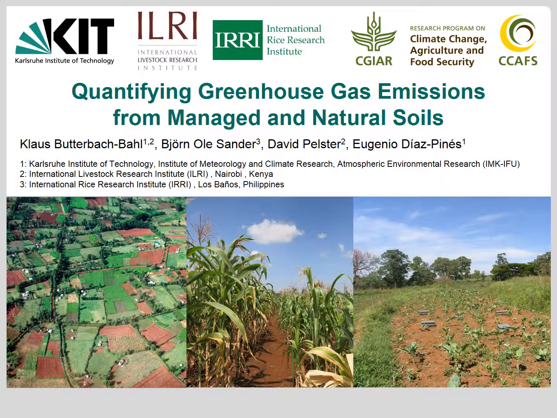In this video, we will present some key elements of the book chapter, Quantifying Greenhouse Gas Emissions from Managed and Natural Soils, in the frame of the CGIAR Research Program on Climate Change, Agriculture and Food Security. We will focus primarily on measuring the anthropogenic greenhouse gas emissions from smallholder agricultural systems in sub-Saharan Africa. Specifically, we will provide some practical recommendations and introduce some useful tools to implement and optimize chamber-based greenhouse gas flux experiments.